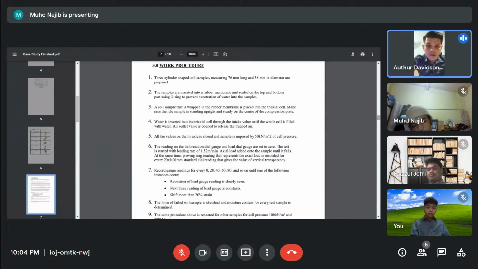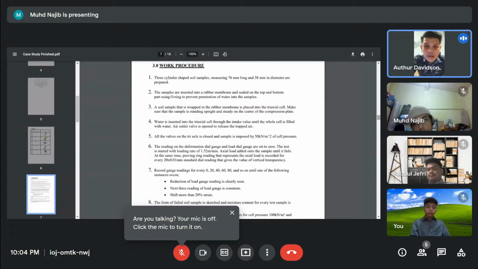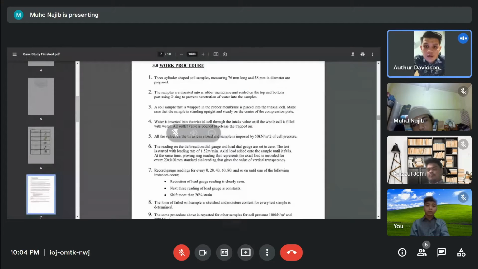For the first procedure, a cylinder-shaped soil sample measuring 76 millimeter long and 38 millimeter in diameter is prepared. The second procedure is the sample is inserted into a rubber membrane and sealed on the top and bottom part using O-rings to prevent penetration into the sample.